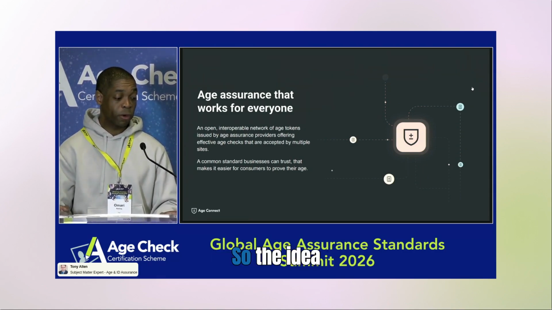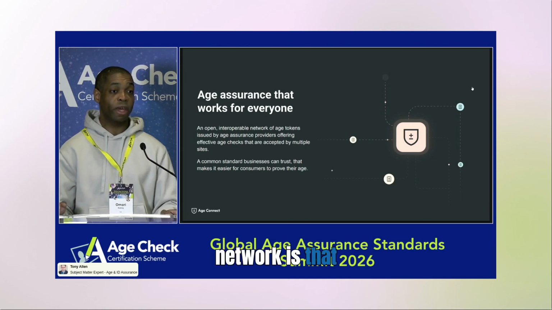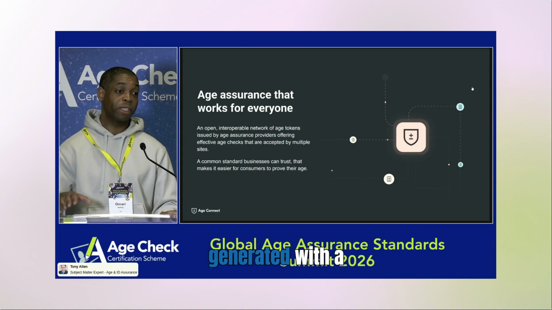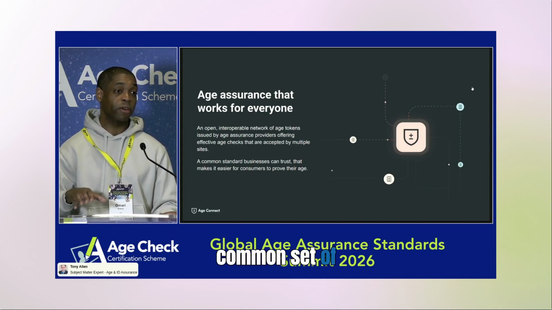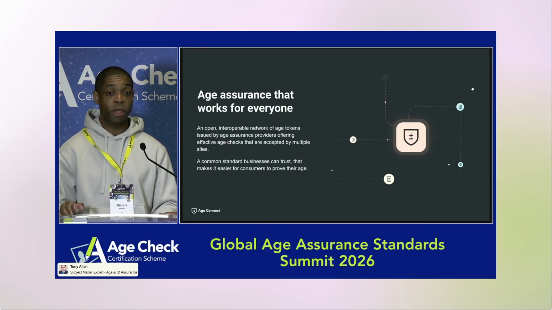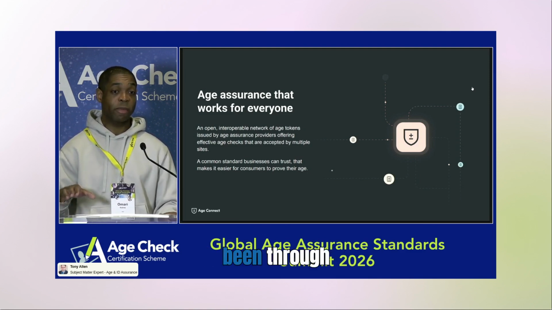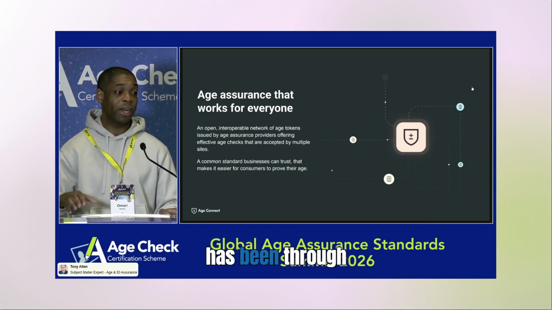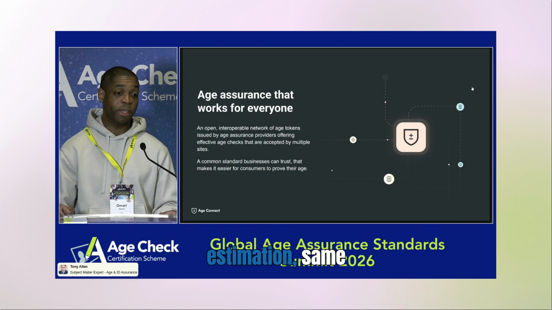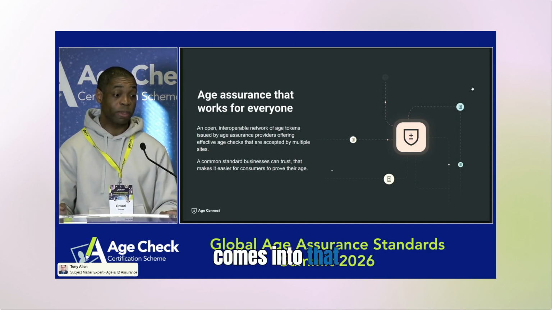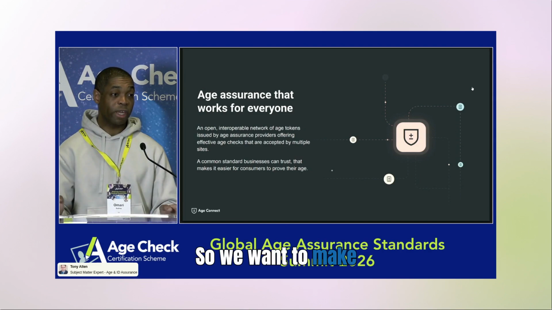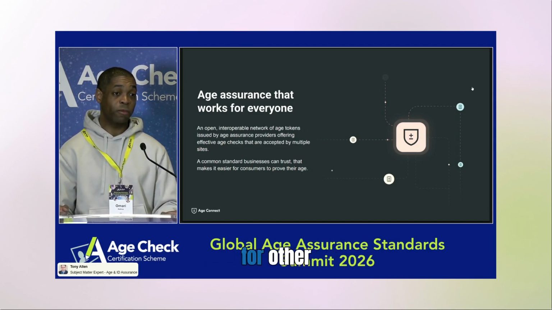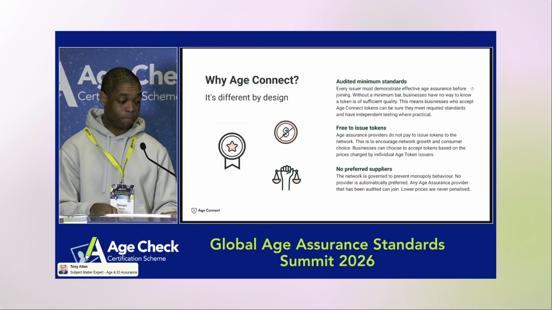So the idea behind our network is that any token that's been brought into that network has always been generated with a common set of standards. So you always know a token from a document has been through liveness, face matching, and anti-injection, and the same with age estimation, and any other method that comes into that network. We want to make it really easy for platforms and other service providers to trust a historical age verification so it can be reused reliably.